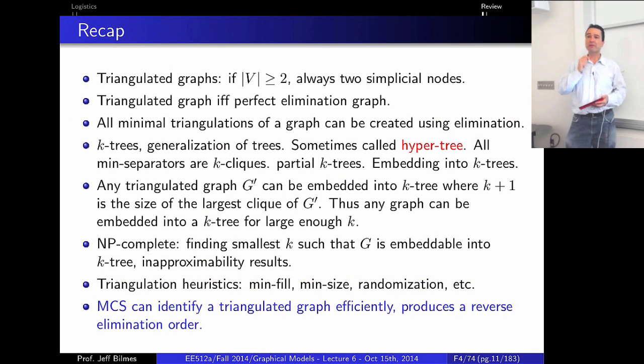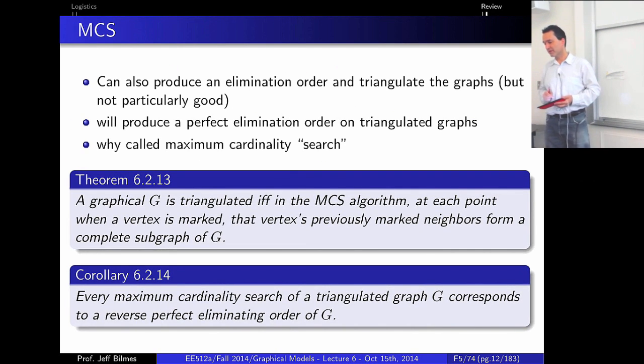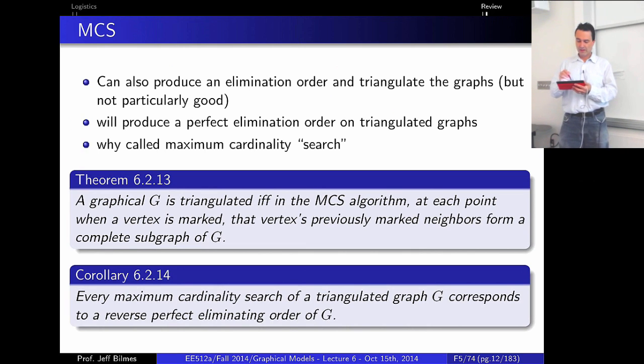And we also talked about the maximum cardinality search algorithm. In fact, this is the last slide of last lecture, which we skipped over a little bit. But basically, the maximum cardinality search algorithm essentially produces a reverse elimination order. What it does is it chooses a node, and then it chooses the next node, which has the set of previous labeled neighbors having maximum cardinality, and if it's the case that those previous labeled neighbors are complete, then it continues on. Otherwise, it reports back that it's not triangulated. That can be made to run in order n plus m, or order size of V plus the size of E.